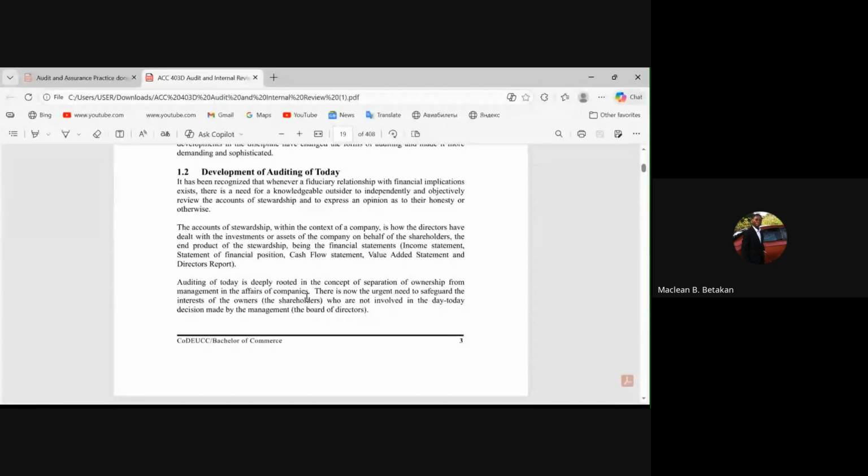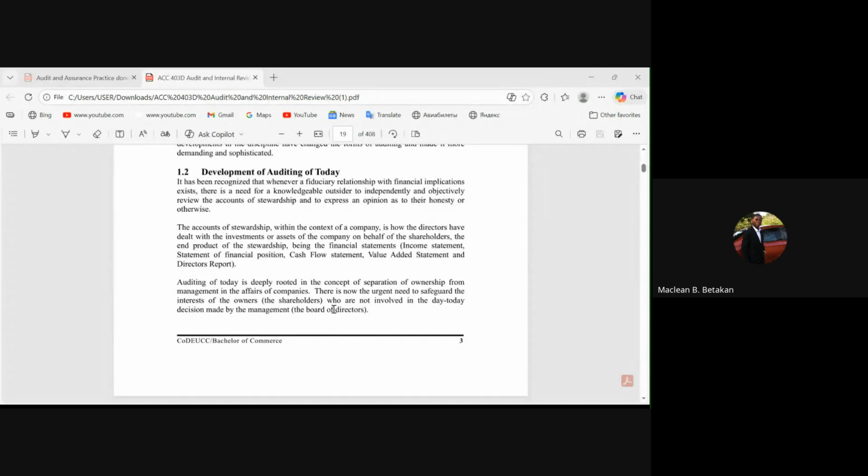Now, the development of auditing today. As businesses grow larger, they become more complex, and therefore there is the need to get more independent, smart people to check what they are doing. The owners of the business cannot manage the business alone. So they need management to manage the business. If you need more people to manage the business, you also need more people to watch over those who manage the business.